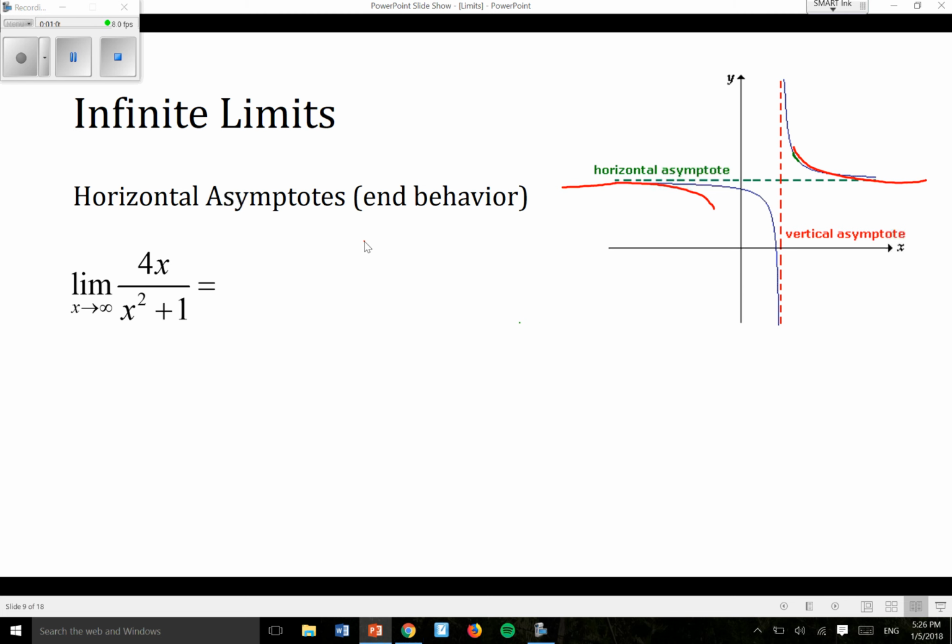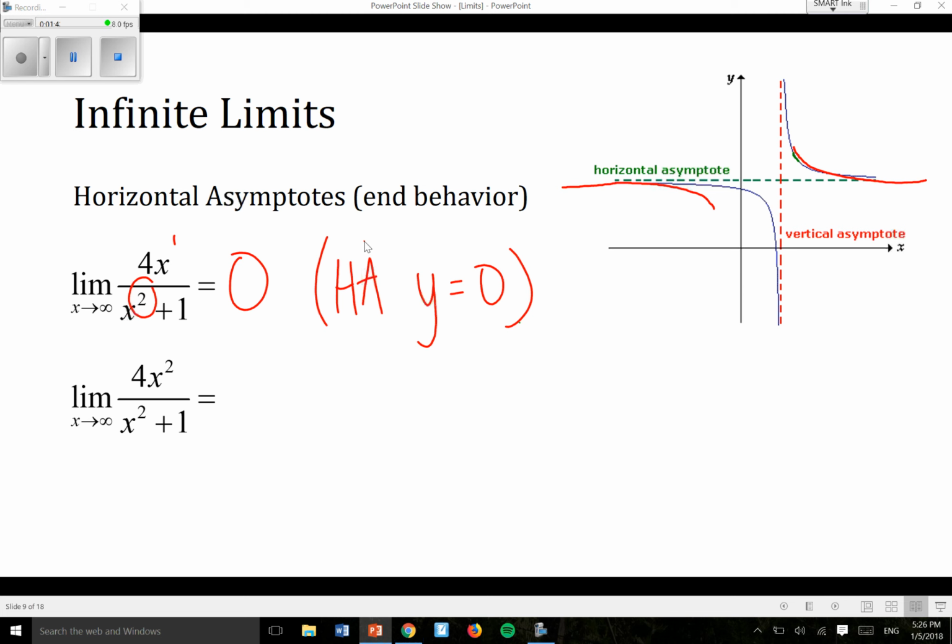Here we see that our numerator has a degree of 1 and our denominator has a degree of 2. That means our denominator is much bigger than our numerator and gets increasingly bigger as x goes to infinity. When we have a smaller number divided by a really big number, our limit goes to 0. If my y values are approaching 0 as x goes to infinity, that means I have a horizontal asymptote at y equals 0.